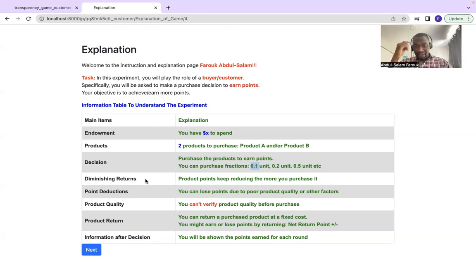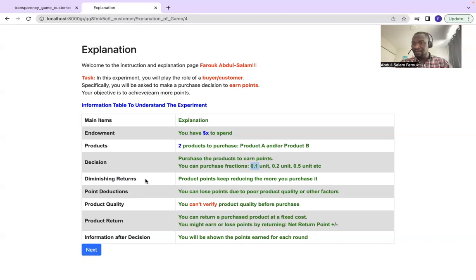In terms of the point deduction, this is going to be the new setup in this experiment where you might buy a particular product based on the description that has been given to you by the seller. However, it might be the case that the description wasn't accurate enough. In that case, you might lose some points. So you just imagine yourself being in real life.